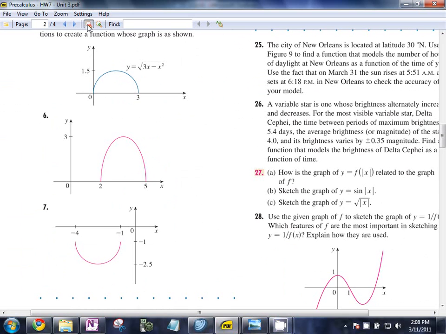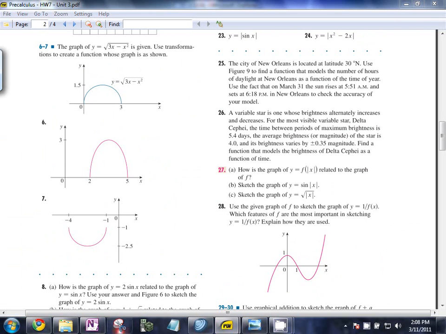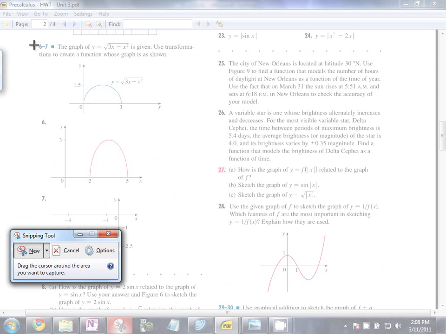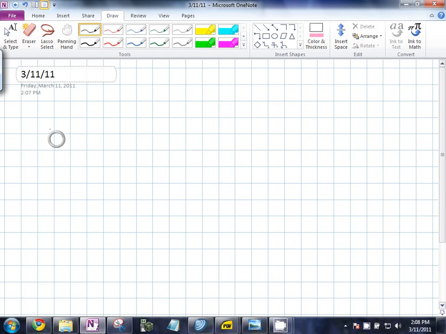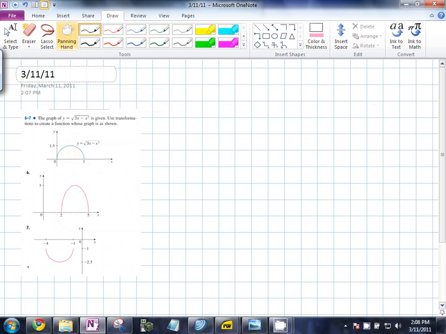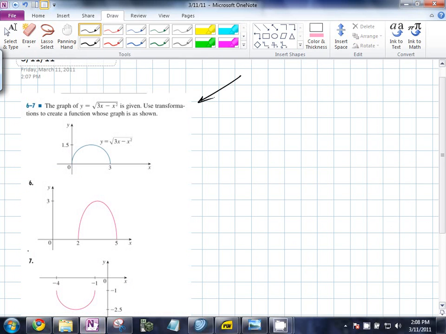Okay, so on 6 and 7, they give you a base function, and you need to modify the base function. You need to start with this. There's your base function, and turn it into 6. There are 2 transformations that happen to turn it into 6. What's one of them? Someone raise their hand and tell me. Fowler: It stretches vertically by a factor of 2, so you put the 2 before the radical sign.